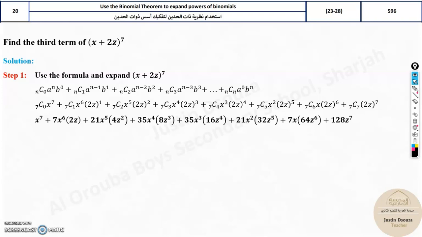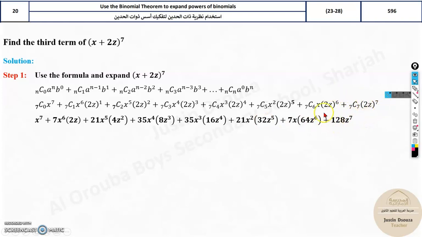I'm just getting confused now. But anyways, that's how we get it. Over here, you start with 7c0, it'll be 1, and you end with 7c7, it'll be 1. Now, what about these other numbers? They are these numbers. See over here, the coefficient is there, right? See 2z, 2 squared is 4. Over here, 2 cube is 8, and 2 to the power 4 is 16, and so on. 2 to the power 7 is 128.